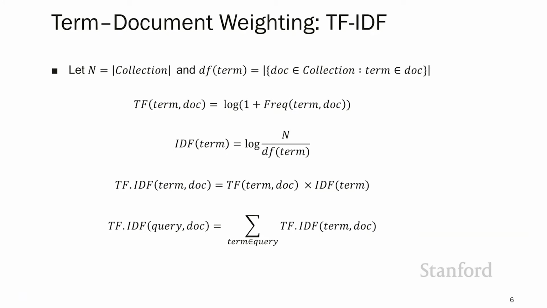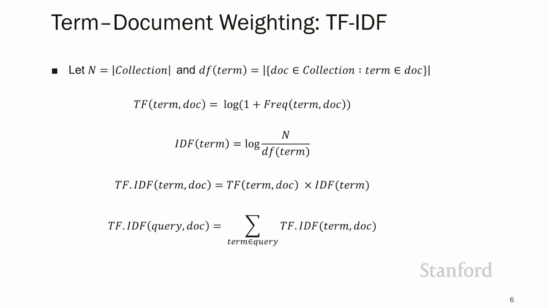So we'll define N to be the size of the collection, and DF, or document frequency of a term, to be the number of documents that contain that term in the collection. Then TF, or term frequency, of a term-document pair will be defined as the logarithm of the frequency of this term in this document, plus 1, just for mathematical reasons. IDF, or inverse document frequency, is defined as the logarithm of N divided by the document frequency of the term.